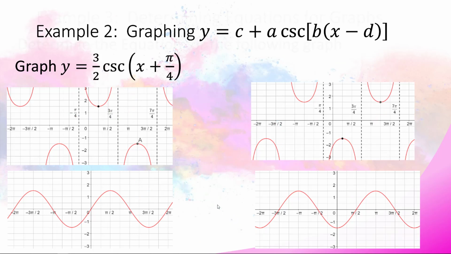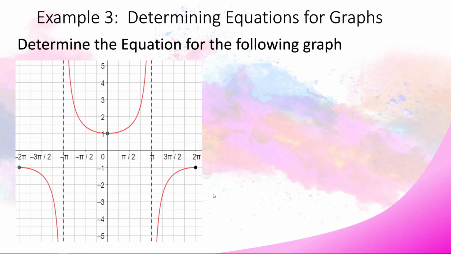And this brings us to our last set of examples, which is to determine the equation for the following graph. So let's take a look at this graph right here. If you'll notice, it is even about the x-axis. I'm sorry, it is even about the y-axis. So what in the world does that tell us? Well, that tells us this is a secant function of some sort. This is a secant function.